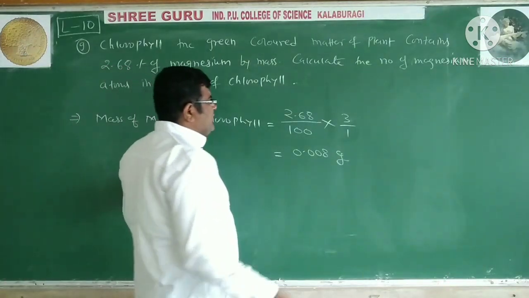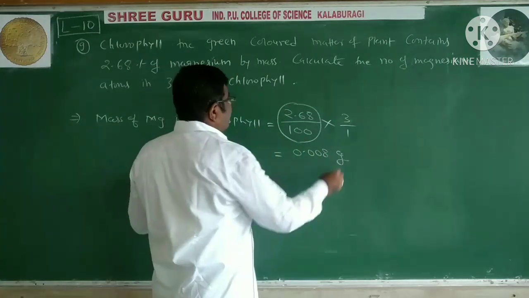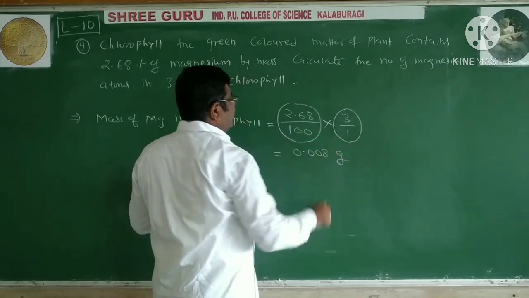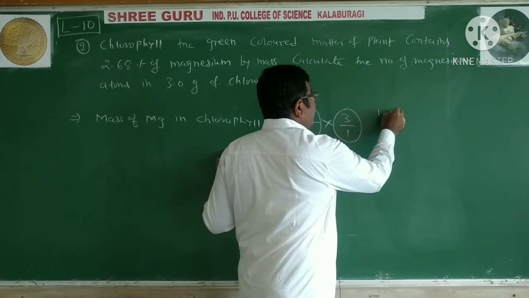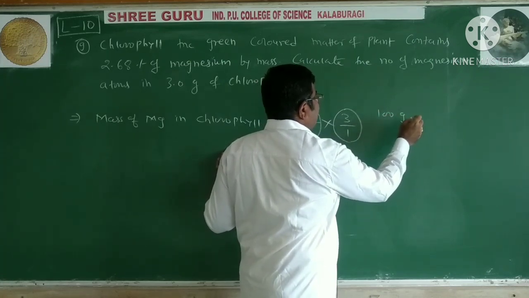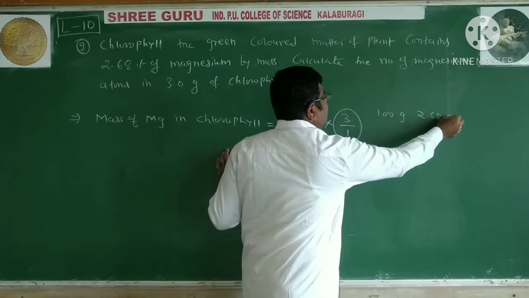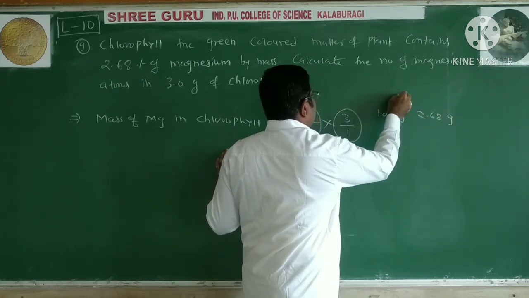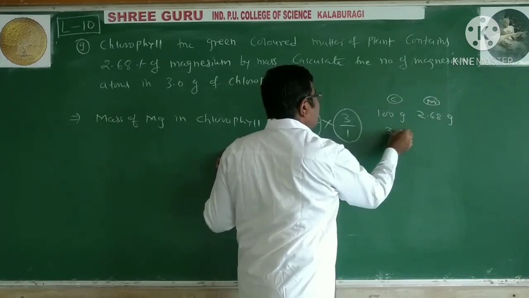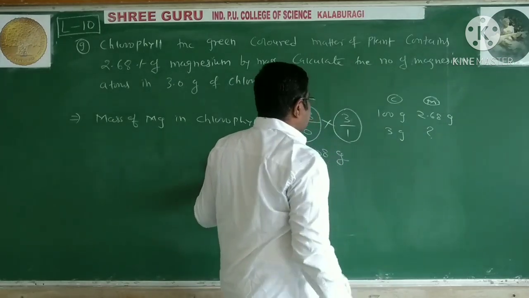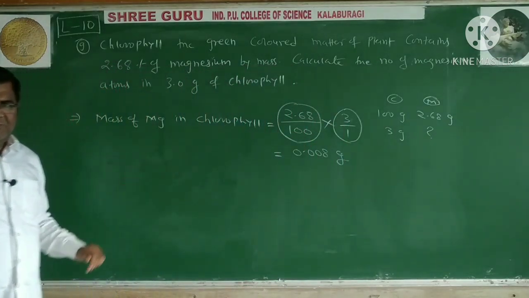This they have given in the question: 2.68%, and 3 gram is the chlorophyll. So it is just like 100 gram contains 2.68. This is chlorophyll, and this is magnesium. 3 gram contains how much? So it is 3 into 2.68 divided by 100.